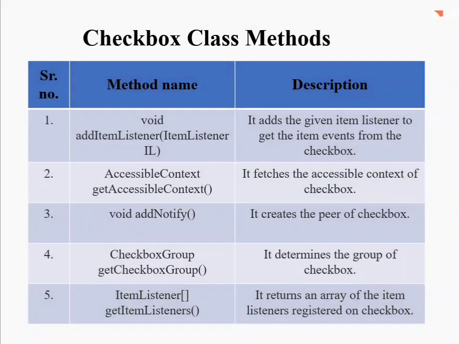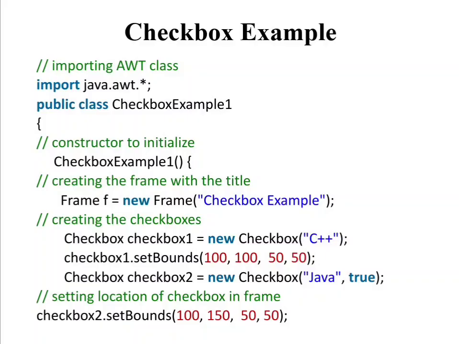We are adding the two checkboxes. Then setting the size, layout and visibility of the frame: f.setSize(400, 400), f.setLayout(null), f.setVisible(true). Then the main method: public static void main(String args[]), new CheckboxExample(), closing the curly bracket. Then we get the output of the frame containing the two checkboxes, C++ and Java. We are setting true for Java, therefore we get the tick on Java. This is the basic example of the checkbox user interface component.